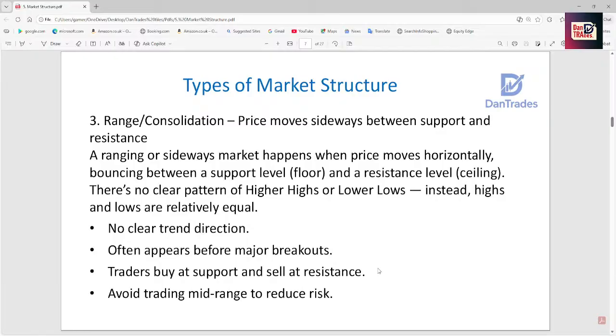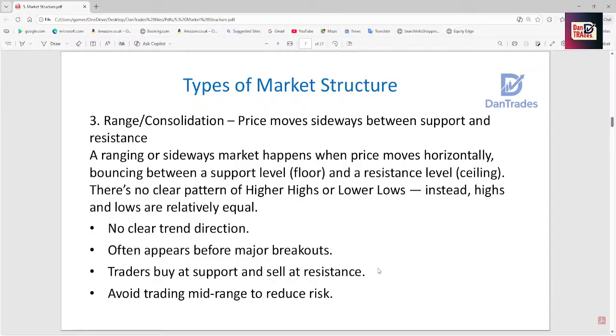We have a ranging or consolidating market. This is one of the markets we are trying to avoid anytime you're on the chart. We are trying to avoid consolidating markets. Price moves sideways between support and resistance. A ranging or sideways market happens when price moves horizontally, bouncing between a support level and a resistance level, the ceiling.